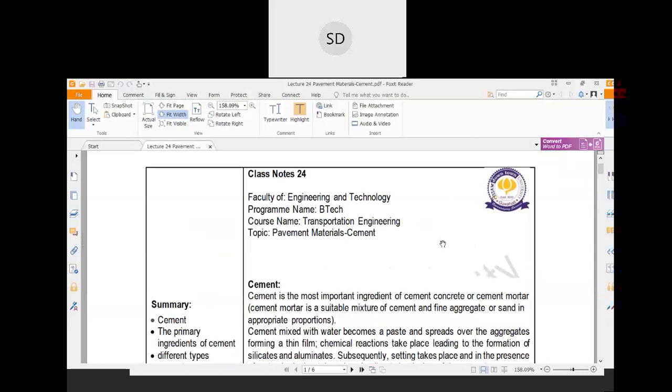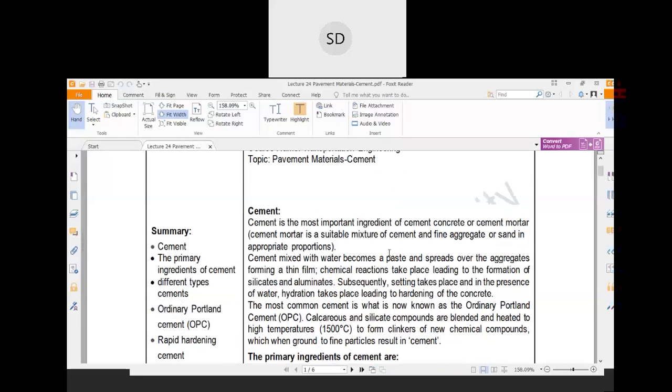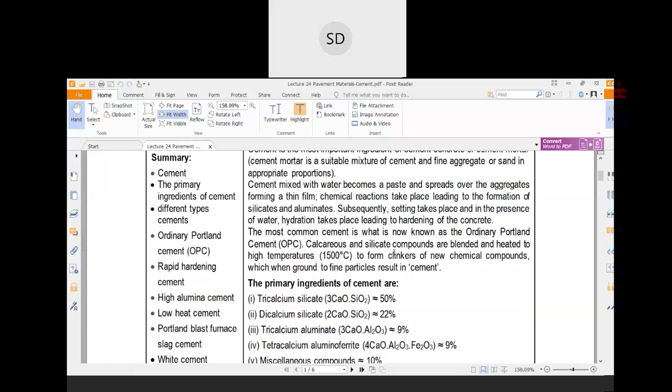So another type of material which is used for the pavement construction is cement. Basically, cements are used for the construction of rigid pavement. Now there are different properties of the cement, and you need to check these properties to find the suitability of the cementitious material to use as a road aggregate.